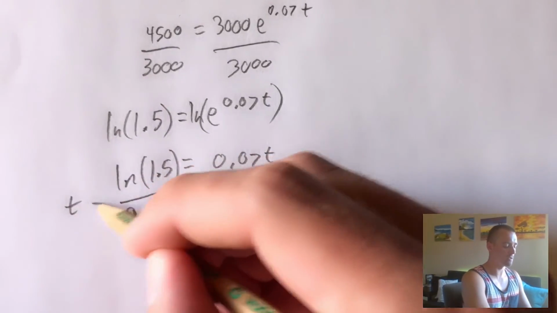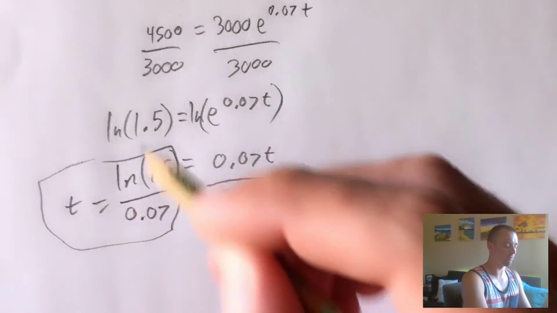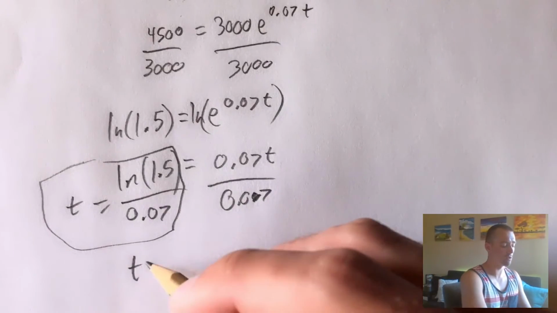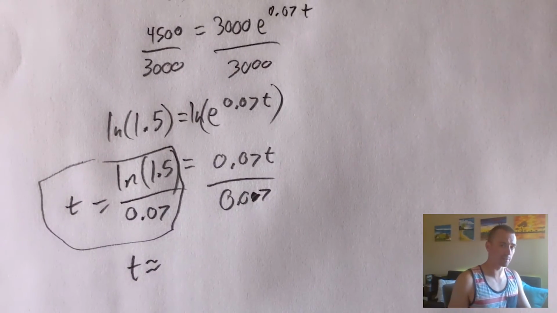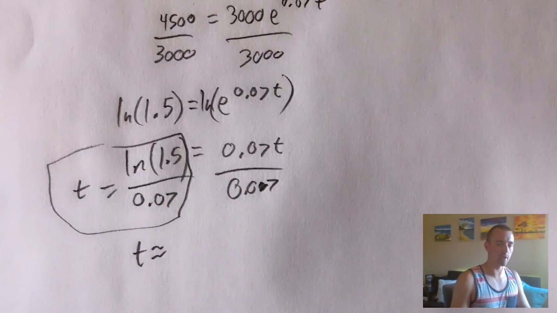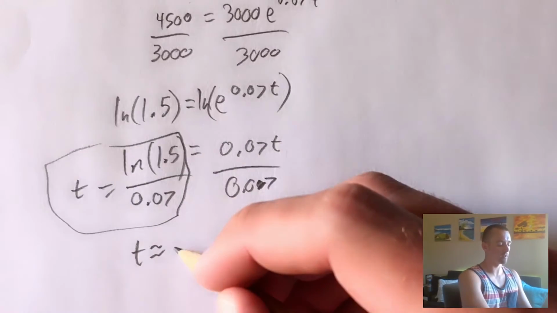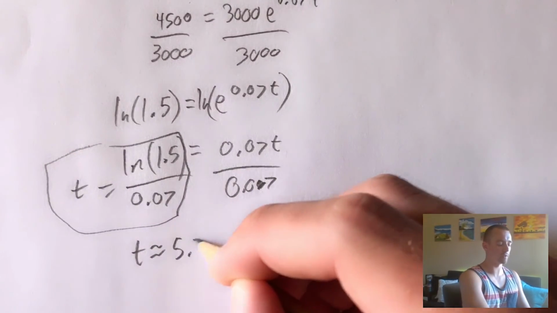So we know then t equals natural log of 1.5 over 0.07, but we do want to actually figure out what that is in years, get an actual number for that. So we can plug that into a calculator, and that tells us that t is going to be about 5.79 years.